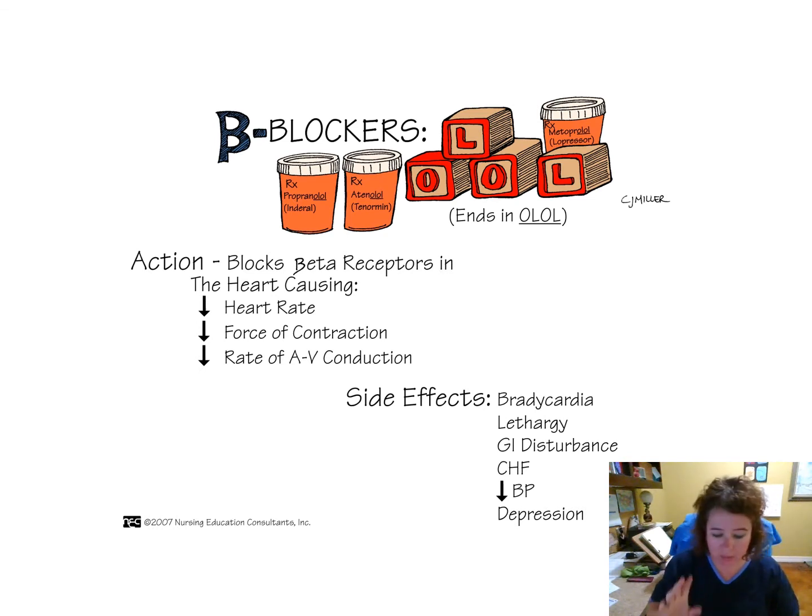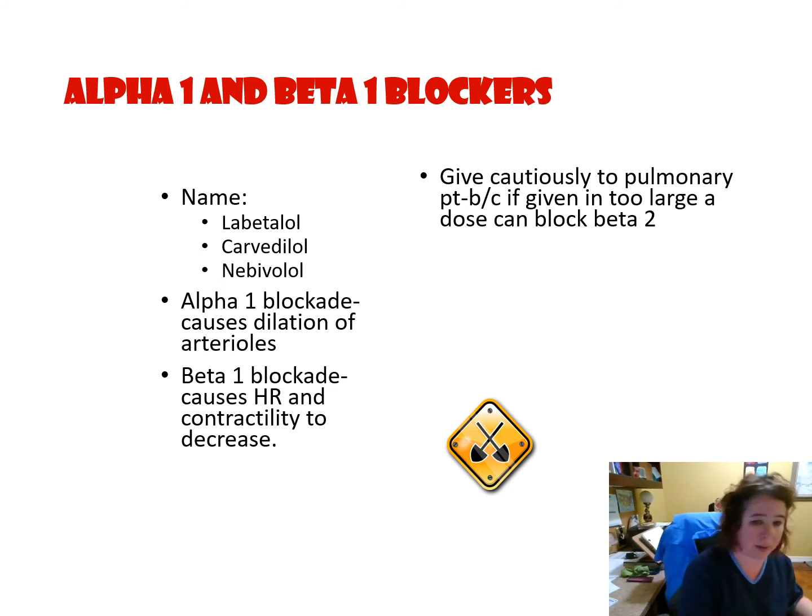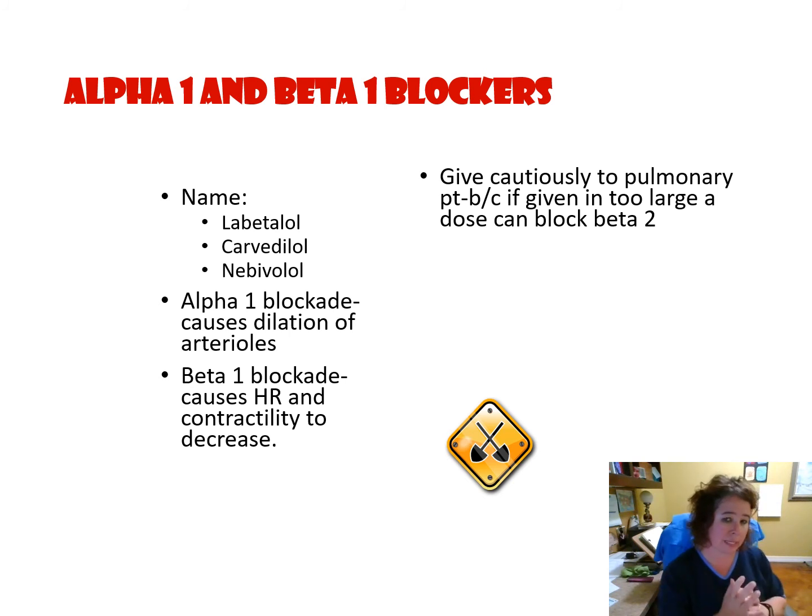Okay, and here's a fun little slide to help you put this stuff in your brain. Remember that all of our beta blockers end in -olol, not -olaf, -olol. We also have some medications that are specific to both alpha 1 and beta 1. You'll notice that one of these medications has a similar ending to our beta blockers. These medications have both the alpha 1 qualities and the beta 1 qualities, so they're going to cause some vasodilation, and they're also going to block some of the contractility of the heart.